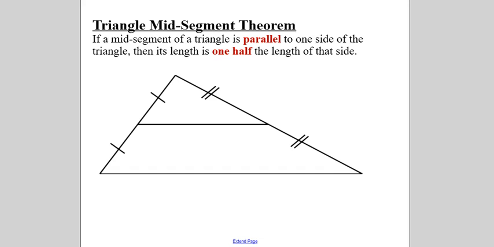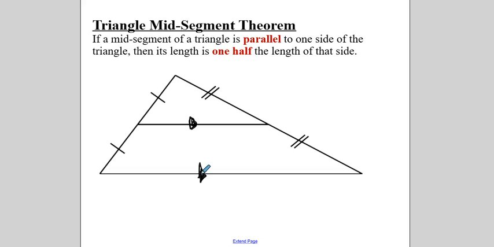Come on, forward. There we go. All right, the triangle mid-segment theorem. If a mid-segment is parallel to one side of the triangle, its length is 1/2. That's what we saw on the first page. So let's go ahead and put those little triangles. We talked about this in an earlier chapter. This is the way we show these little triangles. You can color them in. You don't have to color them in. That's how we show parallel lines.